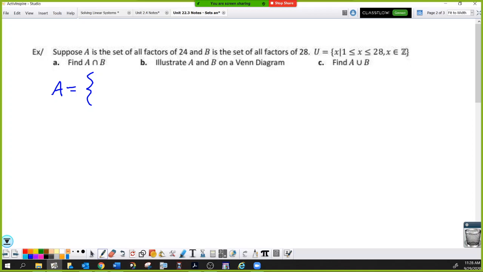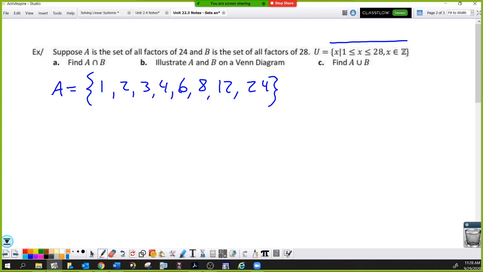And you see over here, they told you the universal set; I'll read this to you in just a second. But I'm going to list all the things in set A. We always use braces to describe a set. 1, 2, 3, 4, 6, 8, 12, and what else? 24. Yep, there you go. Those are all the numbers that are factors of the number 24.